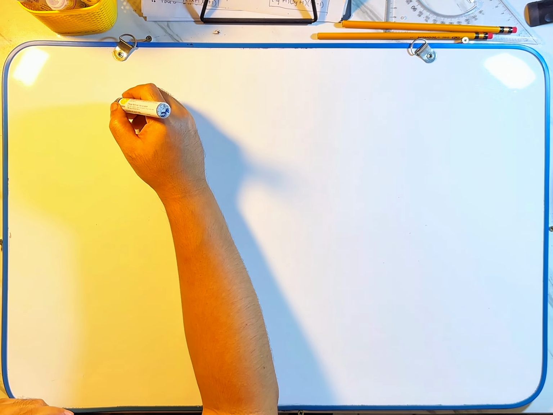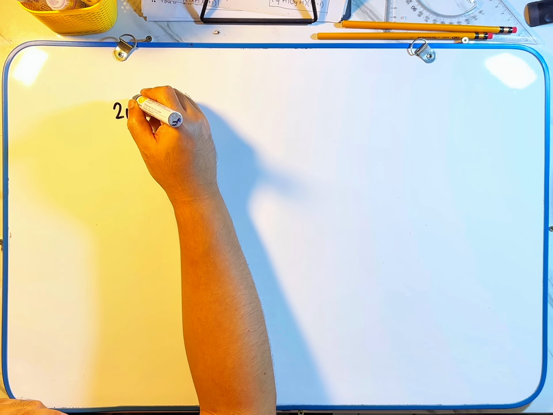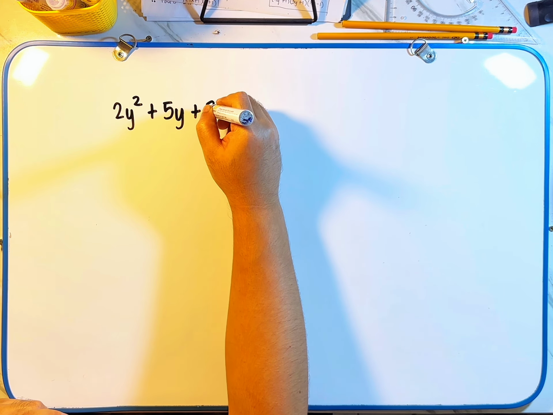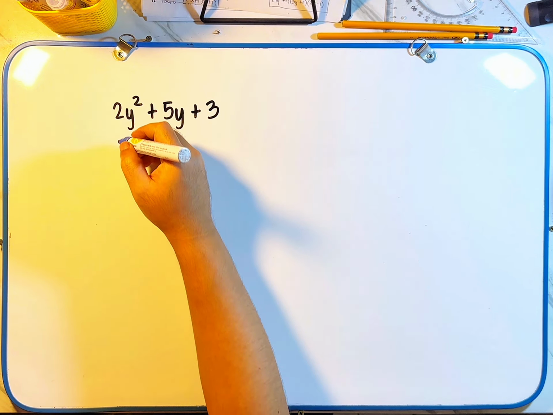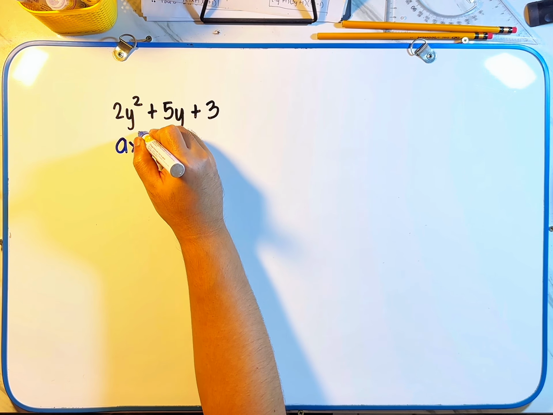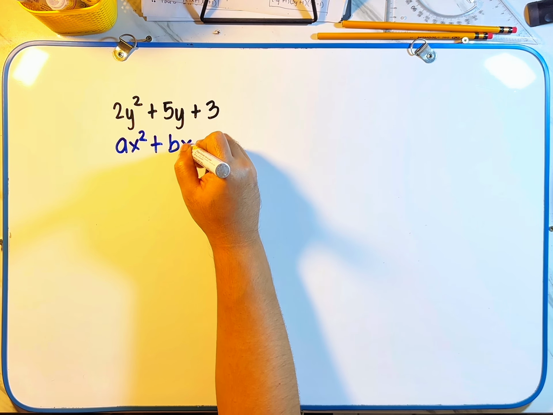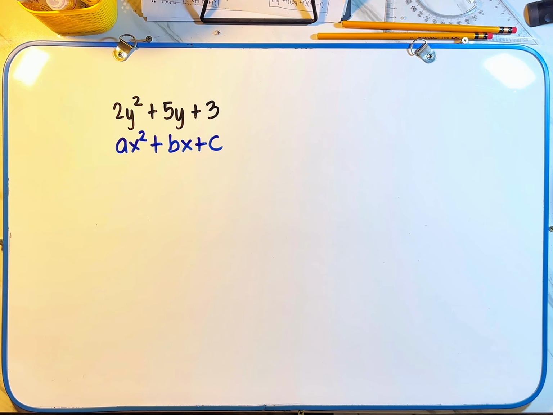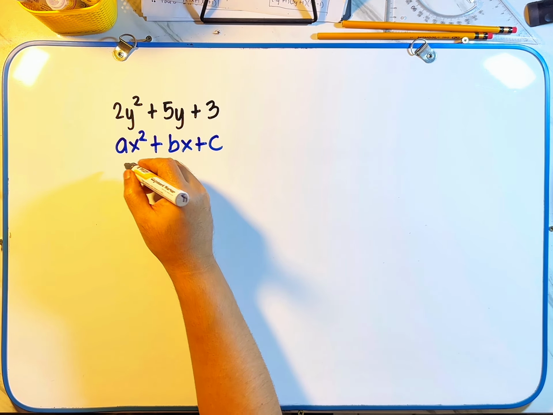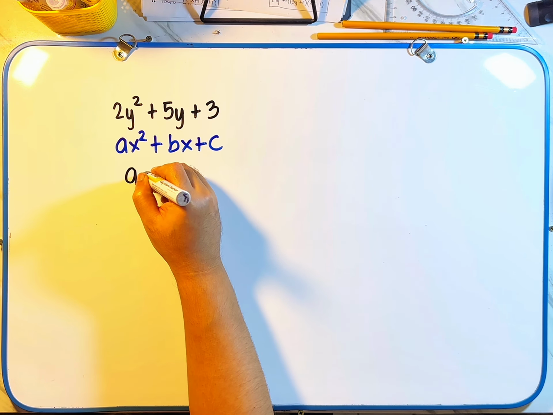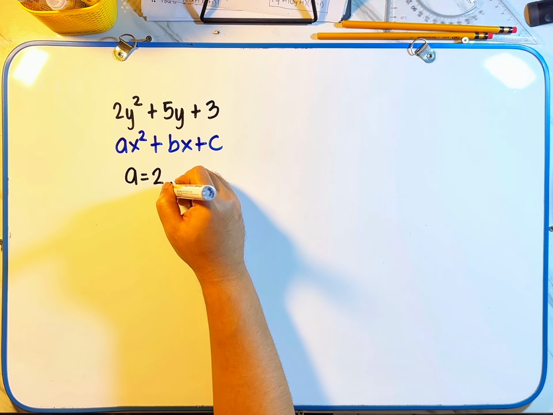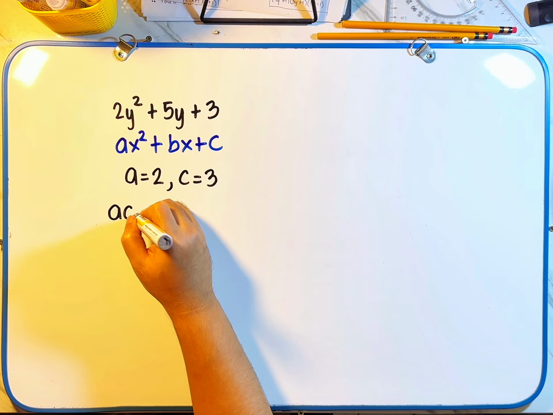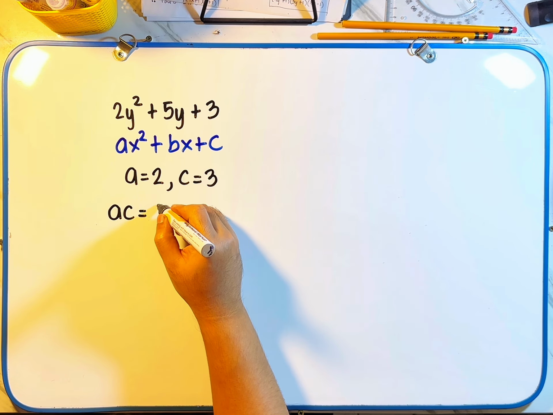Let us factor 2y squared plus 5y plus 3. Now this is still in the form of ax squared plus bx plus c, even though the variable used is y instead of x. But still, the point stands. So, the leading coefficient a is equal to 2, while the constant term is positive 3. Therefore, a times c is equal to 2 times 3, that's 6.